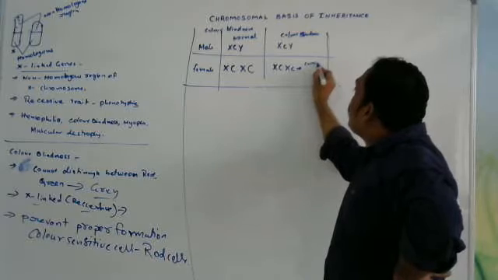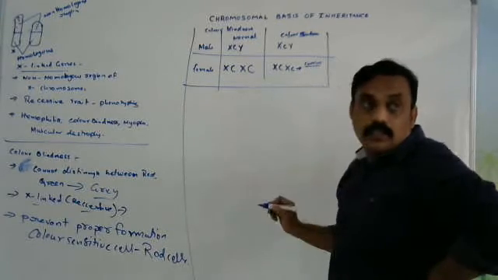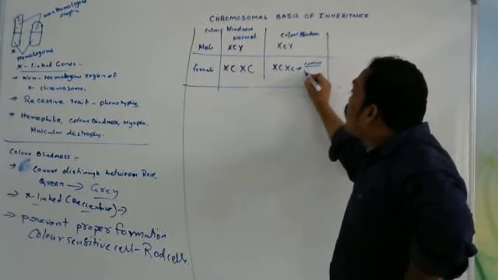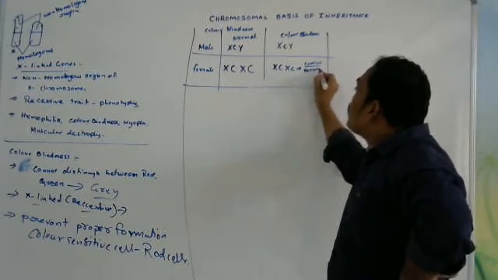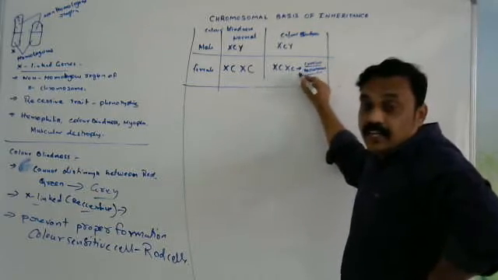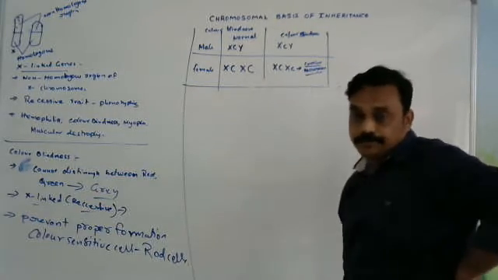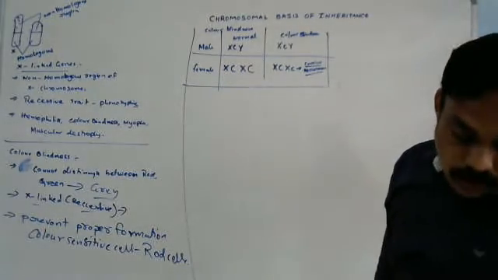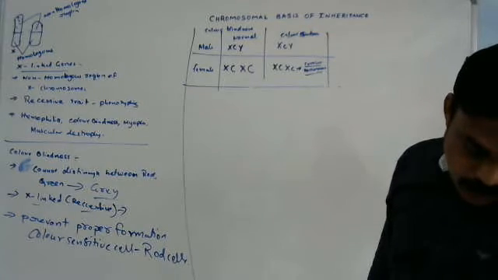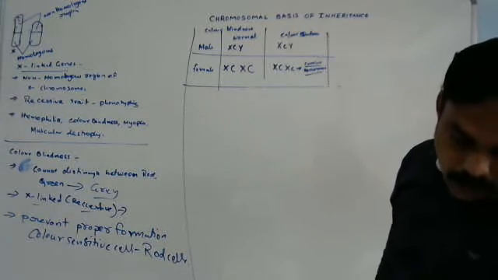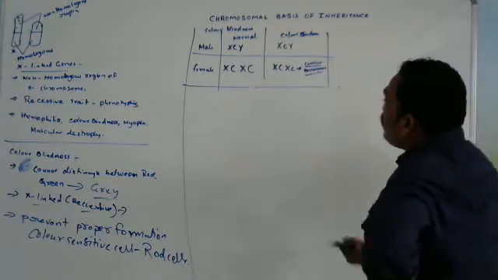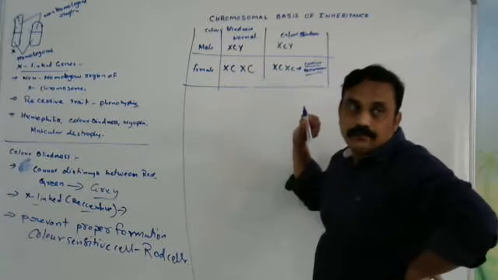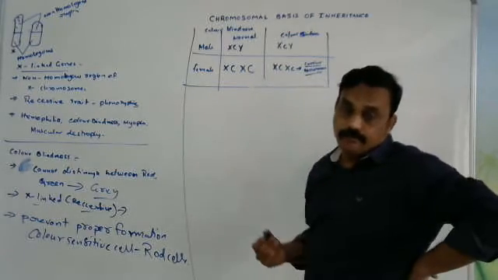Carrier means she is carrying, transporting, especially the recessive trait. And what is the recessive trait? The defective trait, small c. She is the carrier. So for the color blind carrier female: X capital C and X small c. Small c means she is the carrier, carrying the trait.